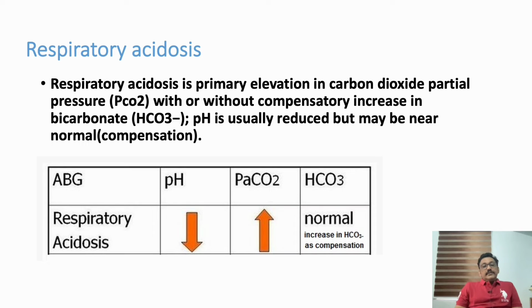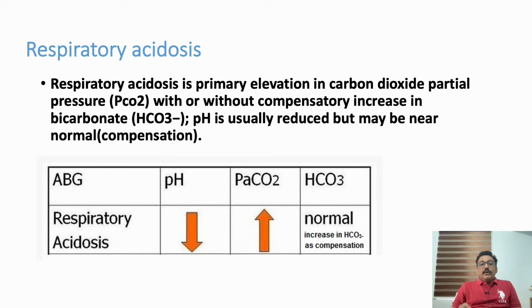Now respiratory acidosis means the basic problem here is carbon dioxide retention. In type 1 respiratory failure, you have hypoxemia. In type 2 respiratory failure, you have increased carbon dioxide. Carbon dioxide retention occurs. In the buffering system, because of this carbon dioxide, more carbonic acid is produced and pH will reduce.